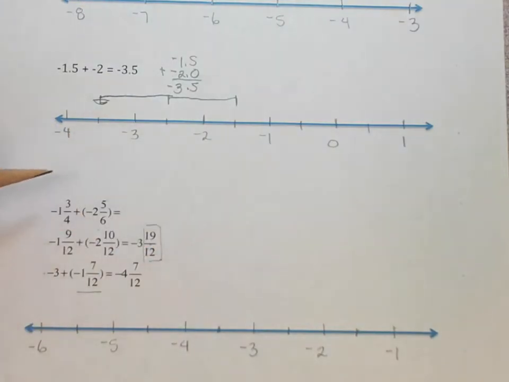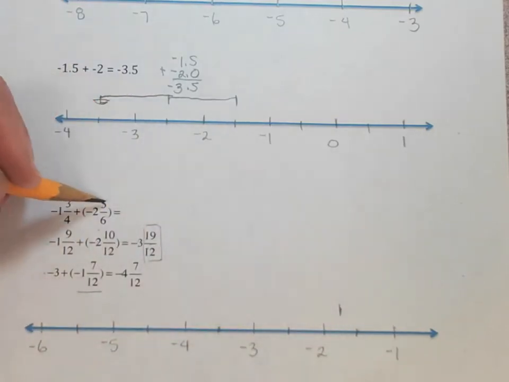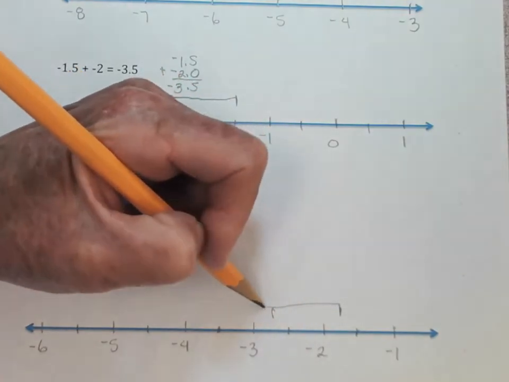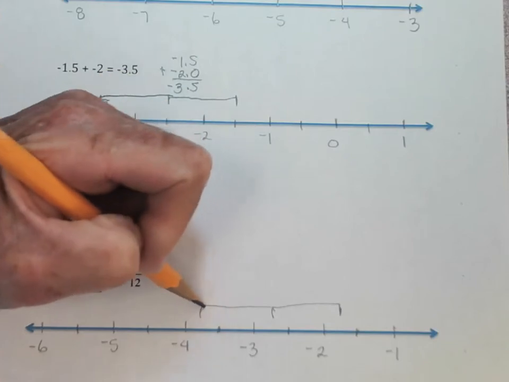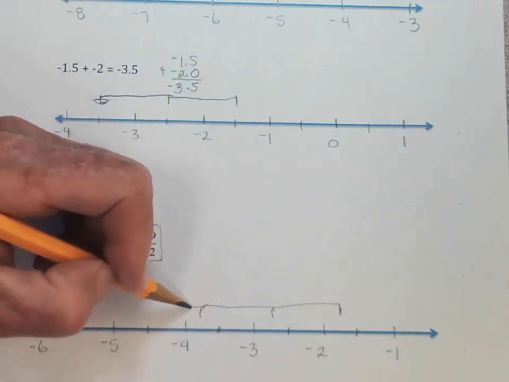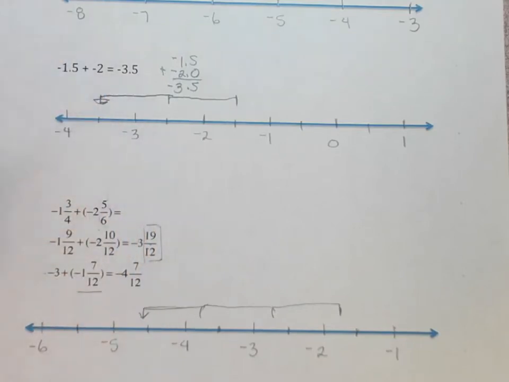So this time we'll start at negative 1 and 3/4, which is going to be about here, and we are going to go to the left 2 and 5/6 units. So negative 2 and 3/4, negative 3 and 3/4, and then we have to do the 5/6, which is going to put us a little bit over half, which is going to be negative 4 and 7/12.